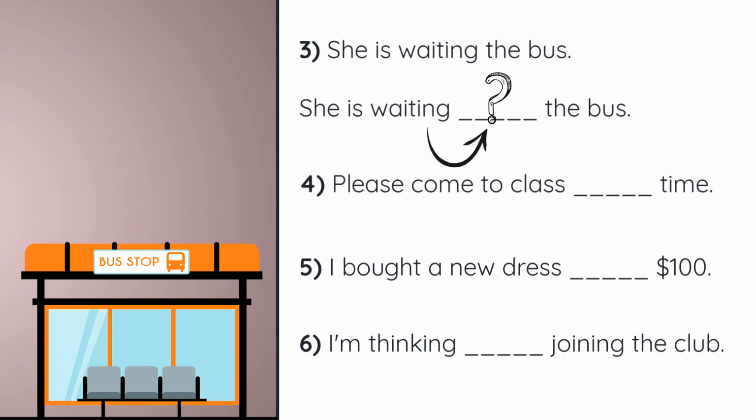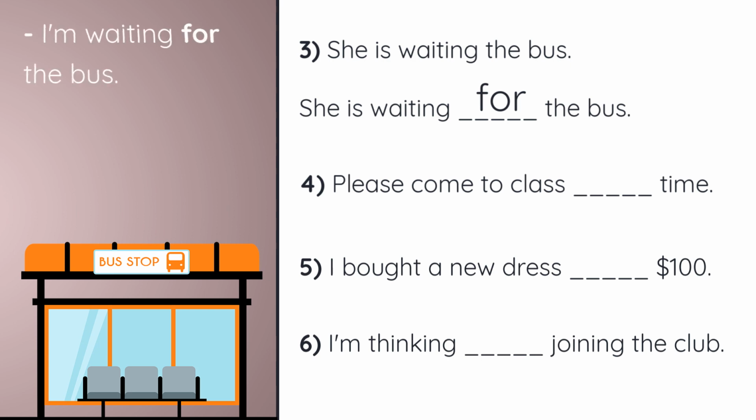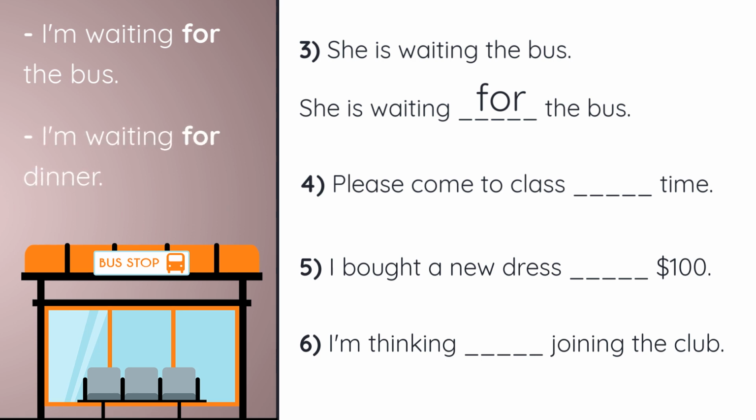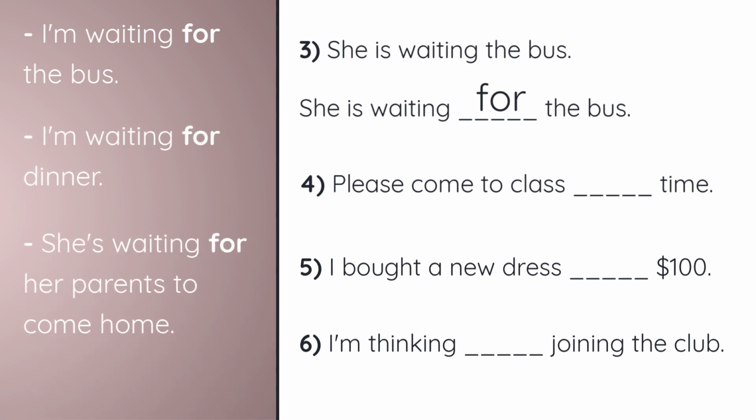Okay, so there has to be a preposition that comes after the word waiting. What preposition do you think it is? It might be with, for, at, in, on. Any guesses? She is waiting for something. I'm waiting for the bus. I'm waiting for dinner. She's waiting for her parents to come home. Okay, so after waiting, we have this preposition, for.